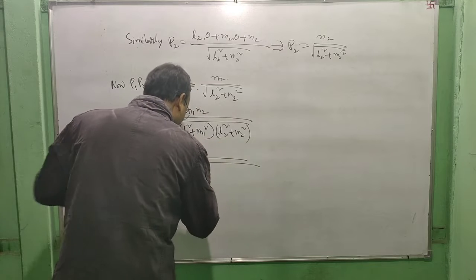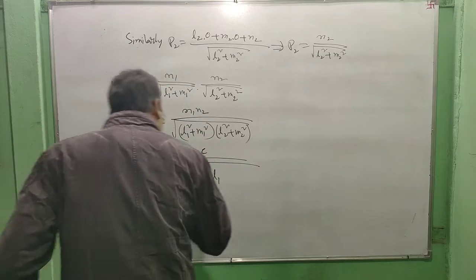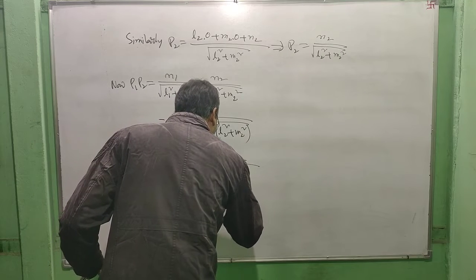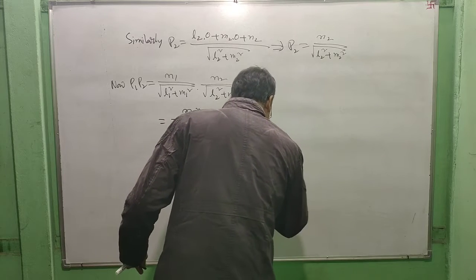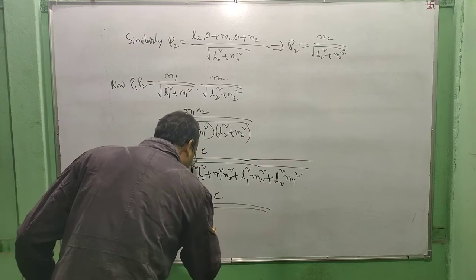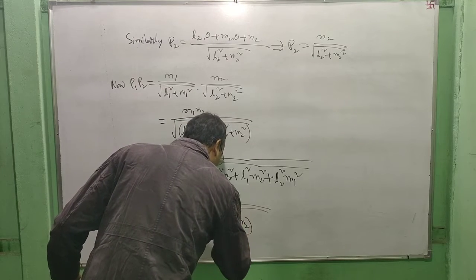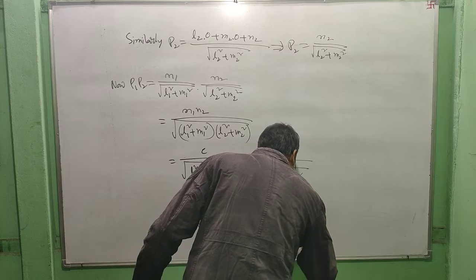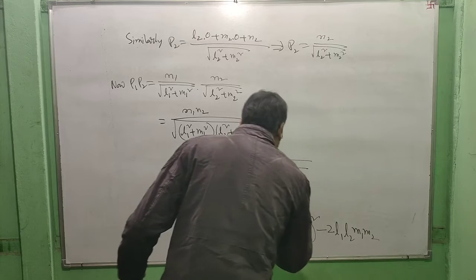Root of L1 square L2 square plus L1 square M2 square plus M1 square L2 square plus M1 square M2 square. You may write here, root of L1 L2 whole square plus M1 M2 whole square plus, you may write here, L1 M2 plus L2 M1 whole square minus twice L1 L2 M1 M2. You may write like this.